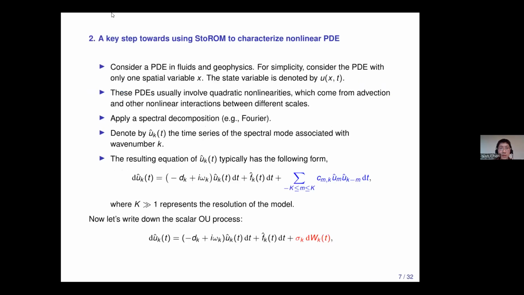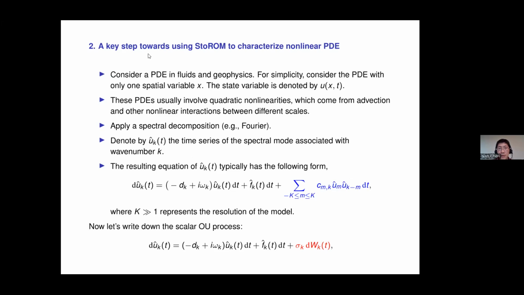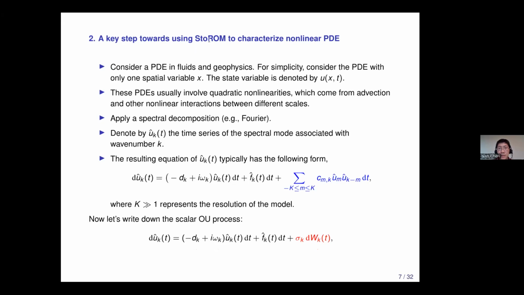Okay. So now I will discuss this key step towards using the stochastic reduced models to characterize complicated nonlinear PDEs. Let's just think about a PDE in fluid and geophysics. Also for simplicity, let's consider this PDE with only one spatial variable x. So the state variable will be this u, depending on this one-dimensional x and time t, right?